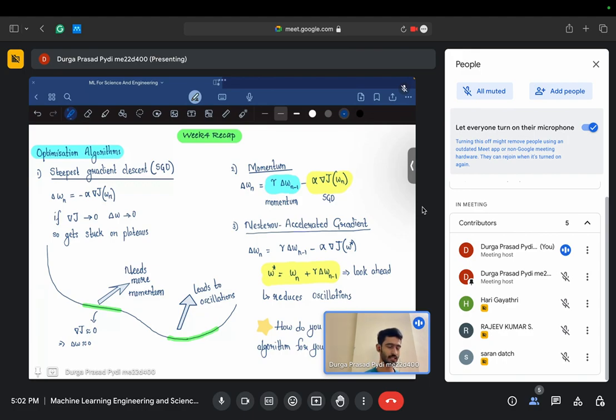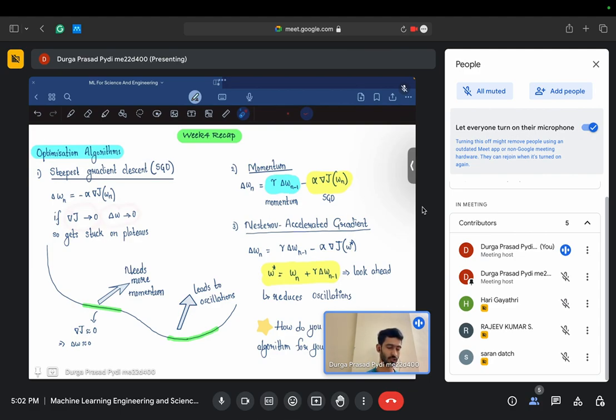So I'm just taking 3 methods now. So we have steepest gradient descent, where your update is directly dependent on your gradient. Momentum method is when you know that as and when your gradient becomes small, your update also becomes small, which is something we don't want to happen.